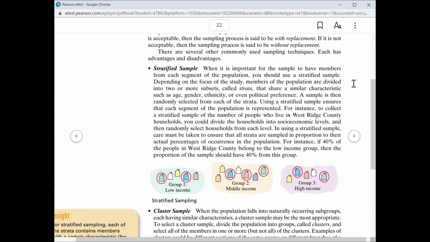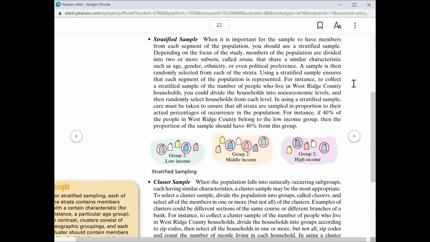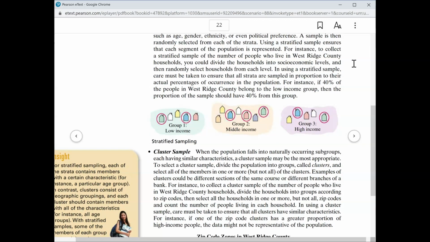So here are several different types of samples. The type of sample is very important. Let's talk about some different types. One is a stratified sample. When it is important for the sample to have members from each segment of the population, you should use a stratified sample. Depending on the focus of the study, members of the population are divided into 2 or more subsets called strata that share similar characteristics such as age, gender, ethnicity, or even political preference. A sample is then randomly selected from each of the strata. Using a stratified sample ensures that each segment of the population is represented.